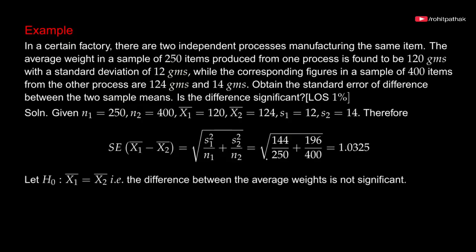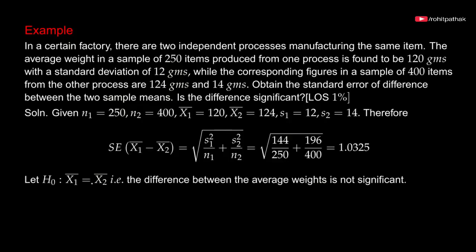Now to test whether this difference is significant or not, we set the null hypothesis where x1 bar equals x2 bar. That means the difference between the average weights is not significant. That means these two are the same, and the difference which we see between x1 bar and x2 bar is due to fluctuation of sampling, that means due to sample sizes. Here we have taken the first sample of size 250 and the second sample of size 400. So this difference is due to the difference between the sample sizes.